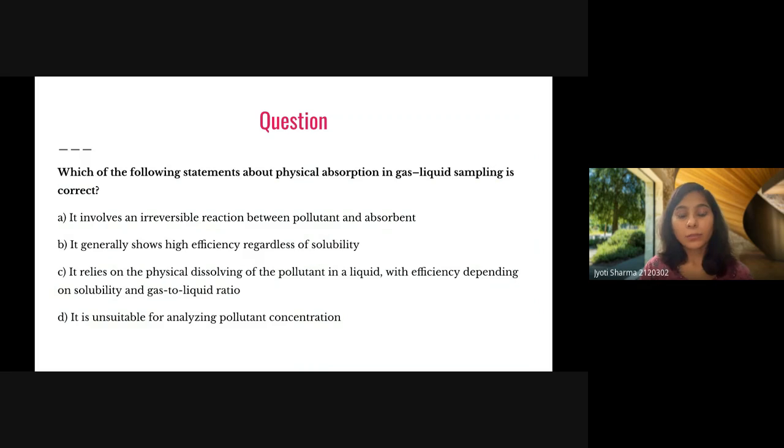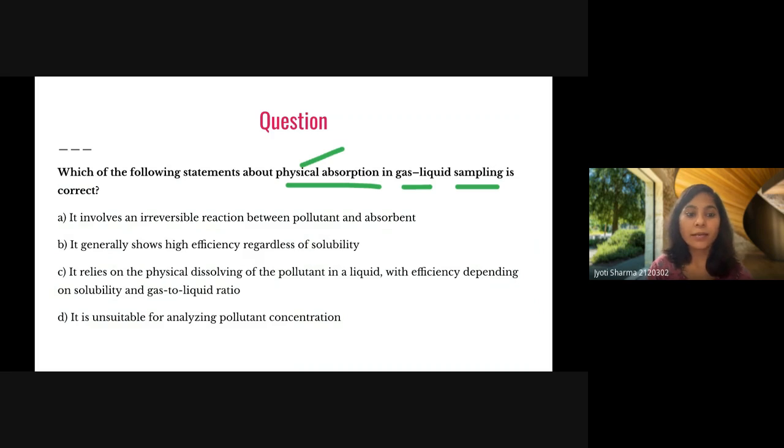So okay, we have understood that one way to sample the air is grab sampling or integrated sampling, right? The other way is physical absorption. The second way is physical absorption, and this question is about that only. So you have to tell me the correct statement about physical absorption in gas liquid sampling. And we have four options here.